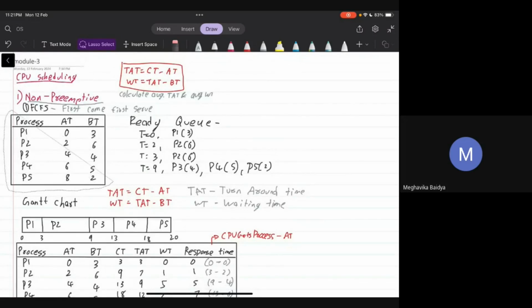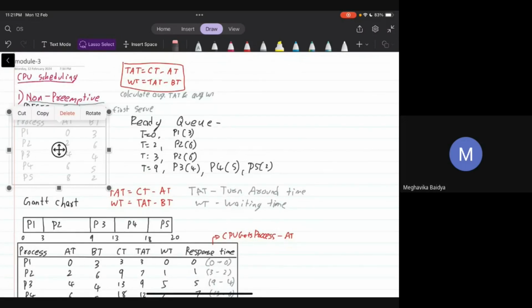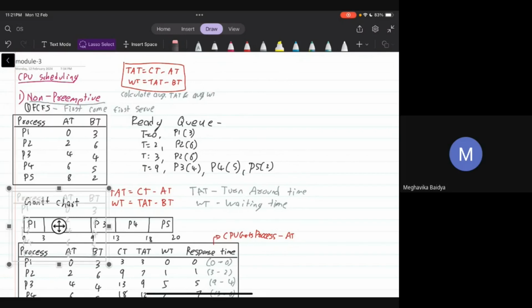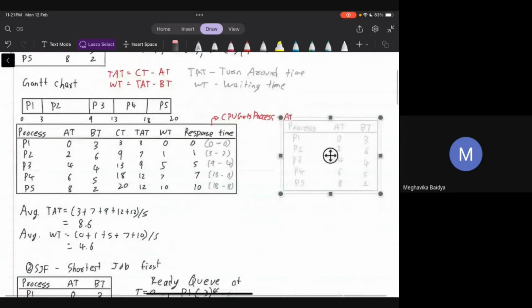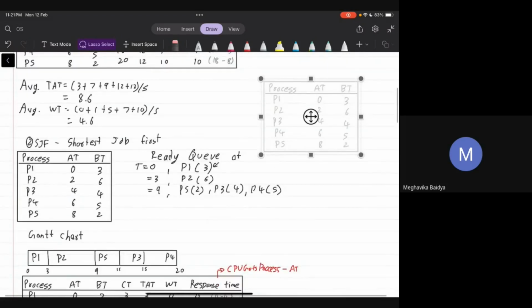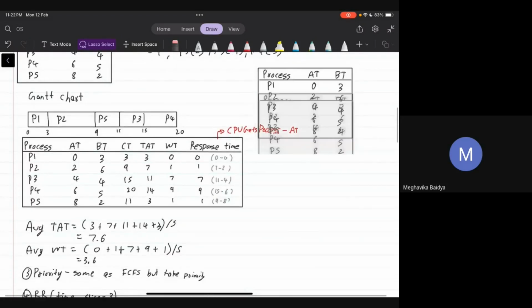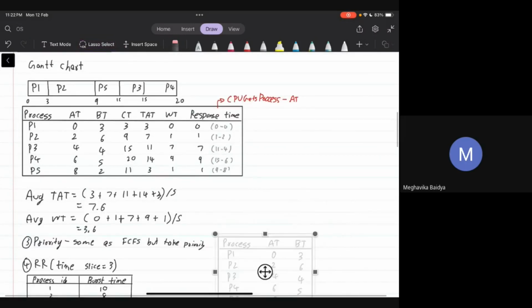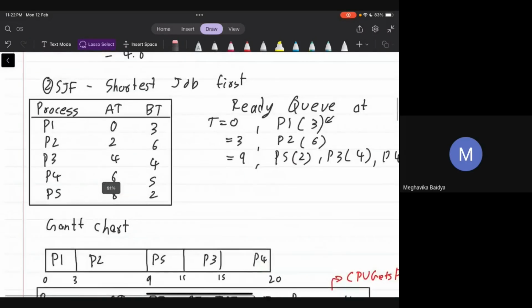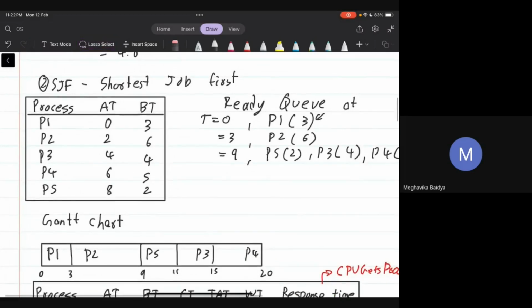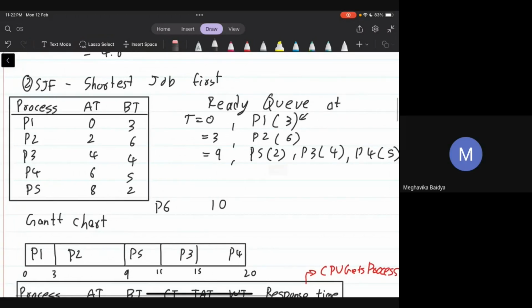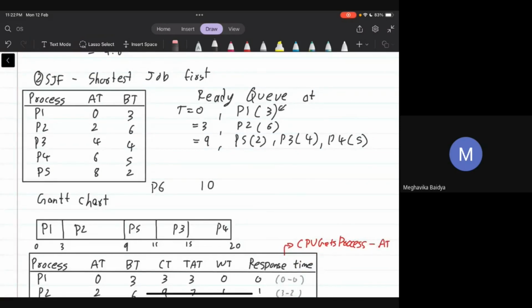Lenin, I have another doubt. What if there is another process called P6 and its arrival time is t equals 10? So will it be the last one to execute? Wait, let me see that. Okay, here, right? For SJF. So if we have P6 with arrival time of 10, we can have it after t equals 11, right? We can check the ready queue. It will depend on the burst time for SJF.